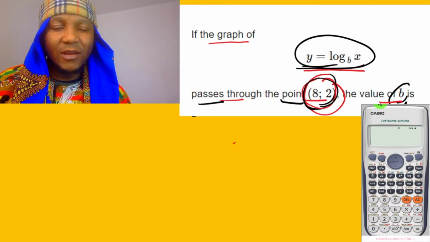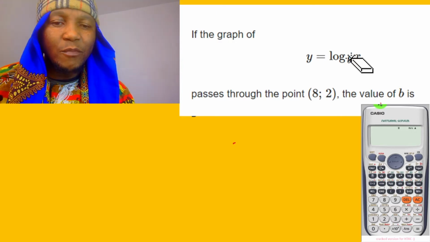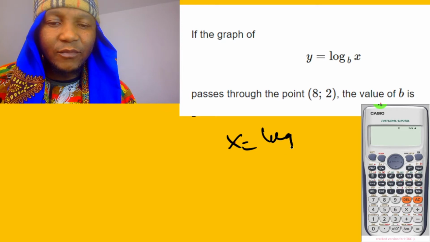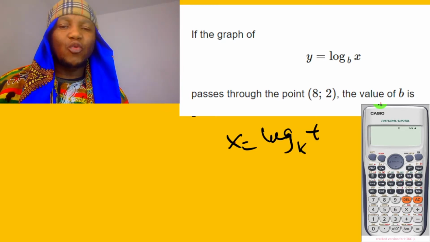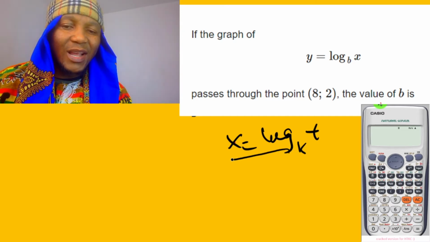Look, what we're going to do here, you have to be familiar with the exponential rule. What is the exponential rule? For example, if somebody gives you x equal to log, let's say this is k and this is t. Apply the exponential rule. How do you apply it? You see this k here? You push it, it's going to come here and become the base k. And this one here is going to go to the top. And then you write your equal sign.